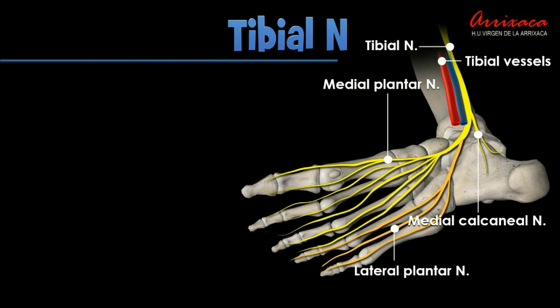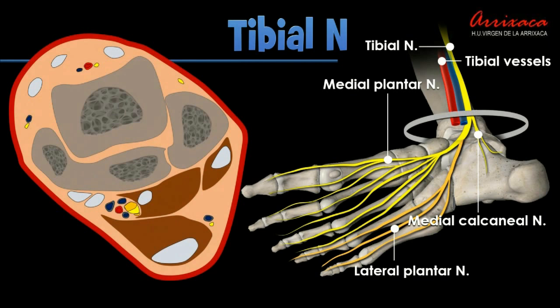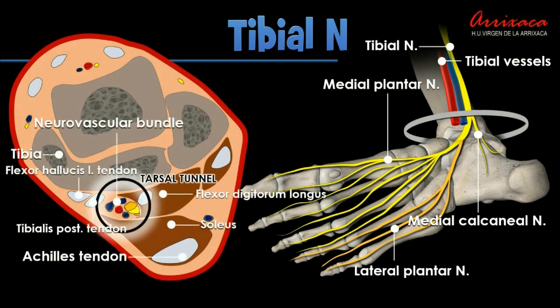The tibial nerve and associated vessels travel in a bundle along this pathway through the tarsal tunnel in the following order from anteromedial to posterolateral: tibialis posterior tendon, flexor digitorum longus tendon, posterior tibial artery, posterior tibial vein, tibial nerve, and the flexor hallucis longus tendon. In the tunnel, the nerve splits into three different paths.